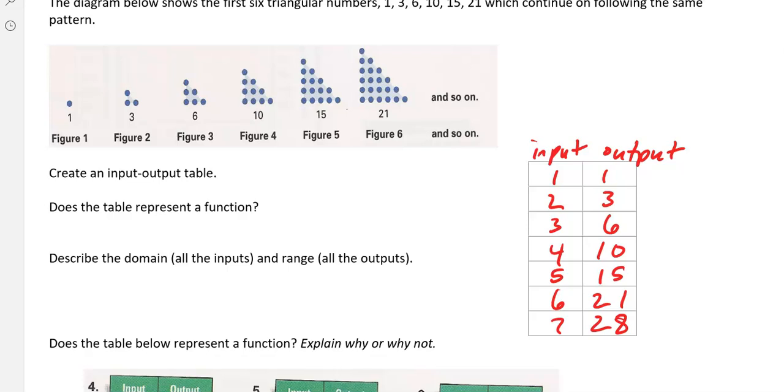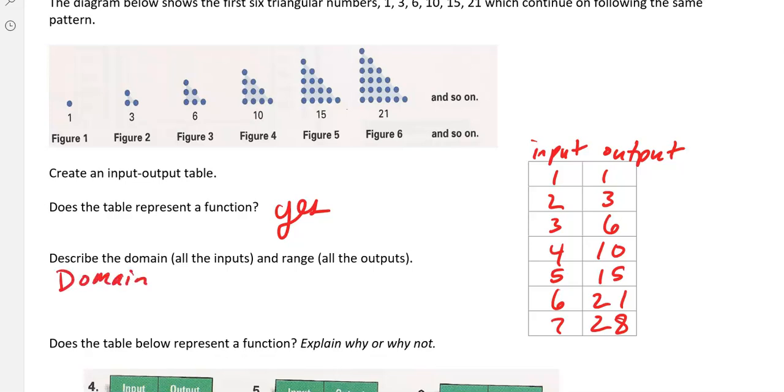Does this table represent a function? Well, does every input have exactly one output? Yes, it does, because here, 1, 1, 2, 3, 3, 6, 4, 10, 5, 15, 6, 21, 7, 28. Each input has only one output. Okay? Now let's talk about the domain and the range.